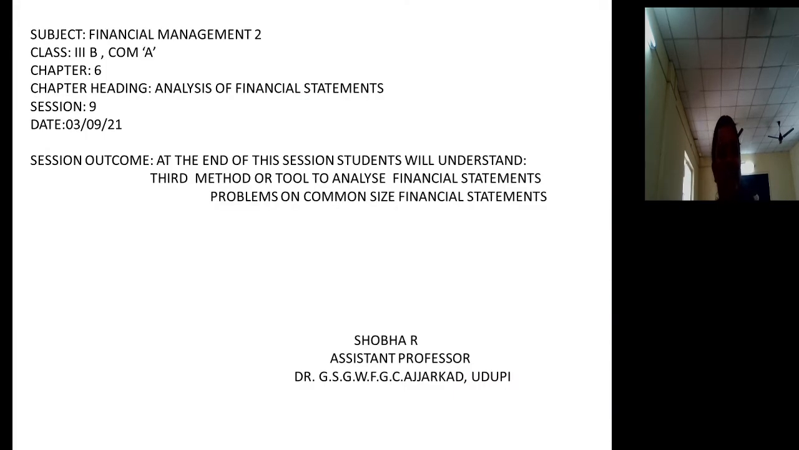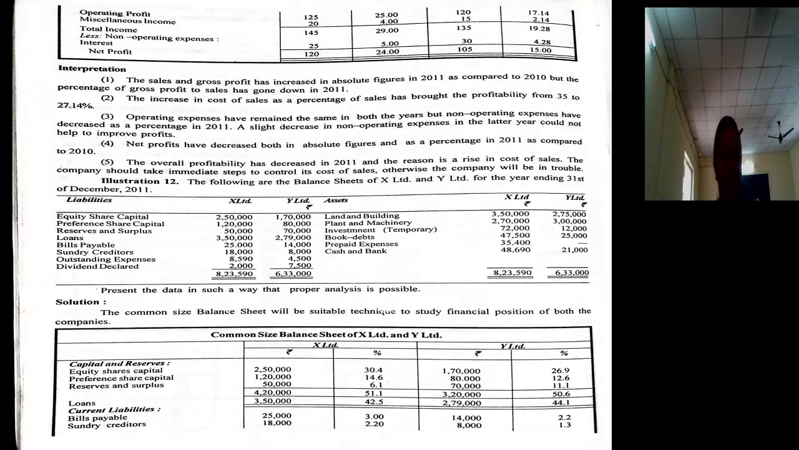So see, when there is a problem like this, where they ask to present the data in such a way that proper analysis is possible, you just see, do we have 2 years data? If we have 2 years data of many companies or a single company, we can go for comparative, trend or common size. But when we have data relating to two or more companies but of only 1 year, you cannot go for comparative or trend percentage. You need to go for common size. This is the hint.